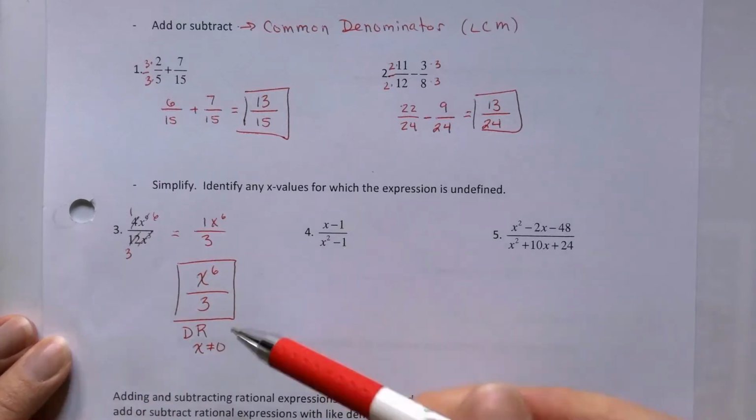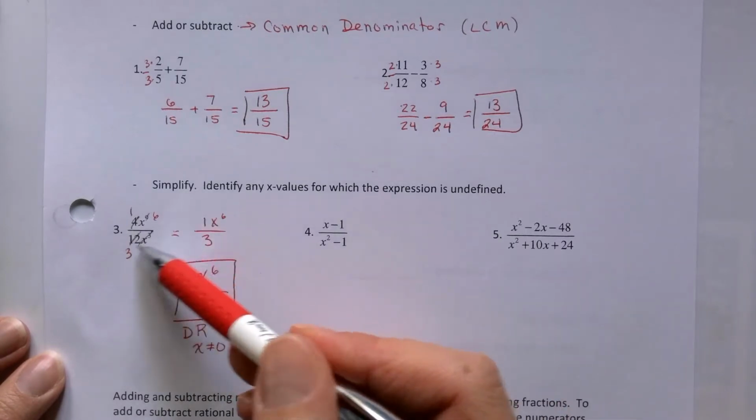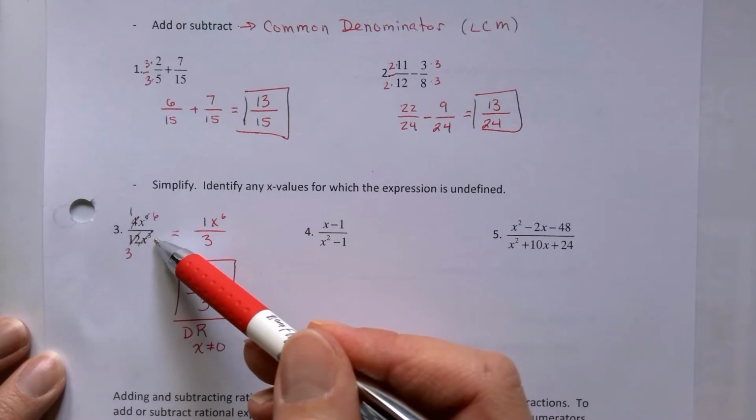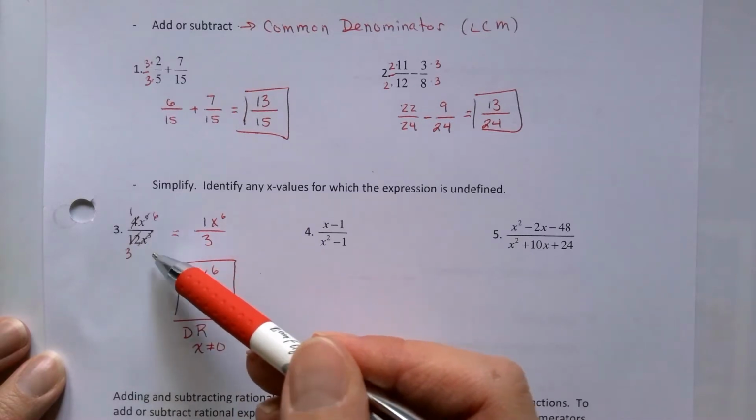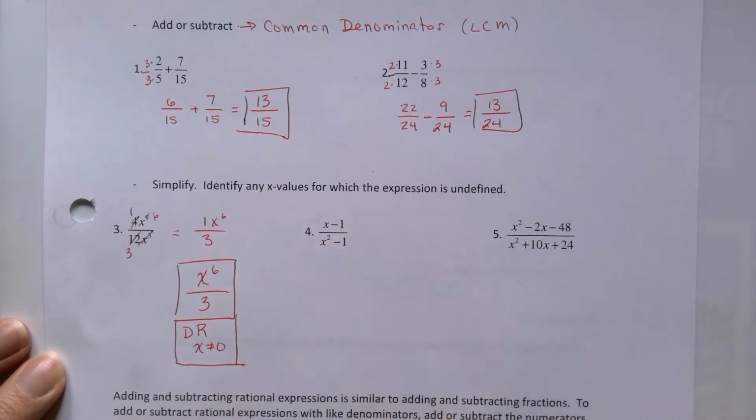So domain restriction, again, was in a prior lesson from section 8.2, parts 1 and 2. The denominator cannot equal 0, so we set the denominator not equal to 0 and we solve for it. So x cannot be 0 is part of our answer.